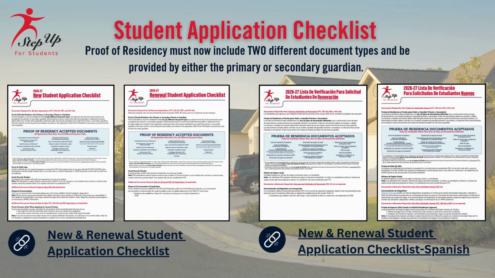Please review the student application checklist before you begin. Proof of residency now requires two different document types, and the documents must be in the name of the primary or secondary guardian. Both documents must come from the same guardian. Use the checklist to confirm you have everything ready before you upload.